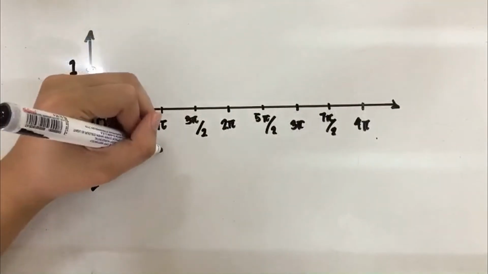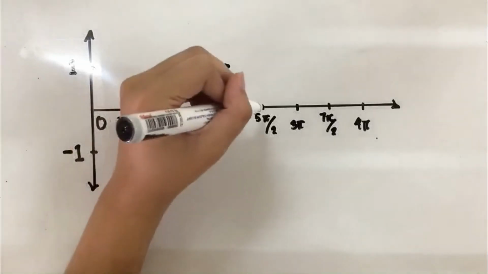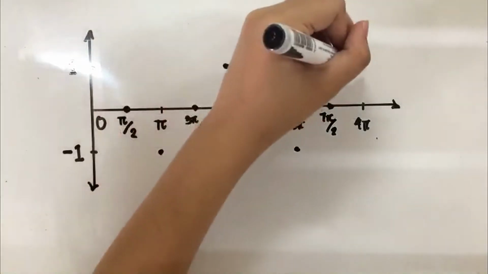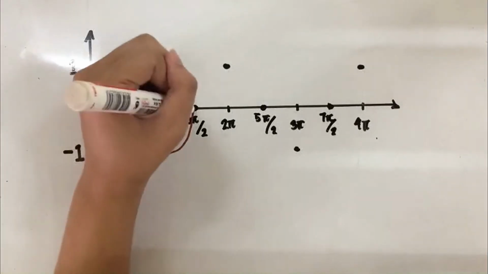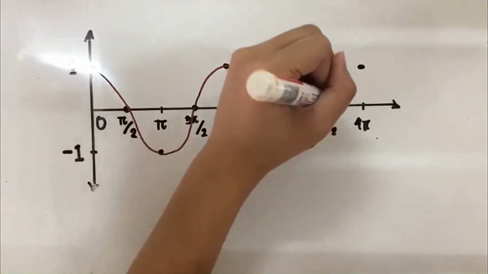Now let's plot the points. Make sure to use the table of values as your guide. Just a tip, in sketching the graph, make sure you are drawing smooth curves.